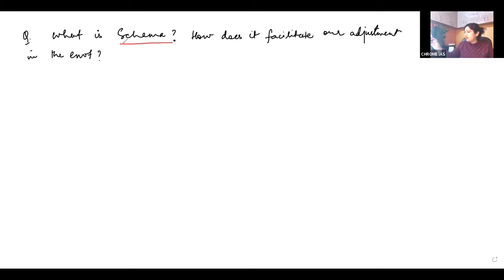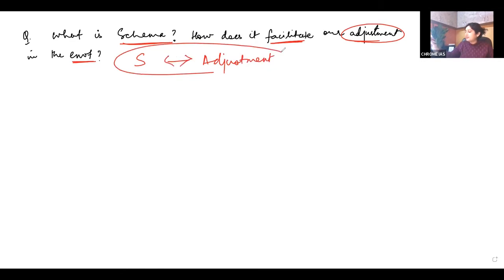First, you will be answering what is a schema, right? Then, how do they facilitate your adjustment with the environment? So in the answer, make it a point that you are connecting schema and adjustment. This is what the examiner is asking you.